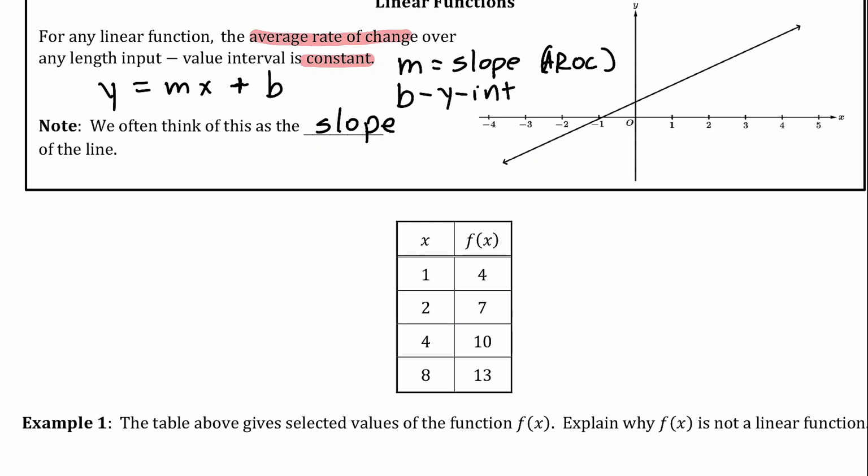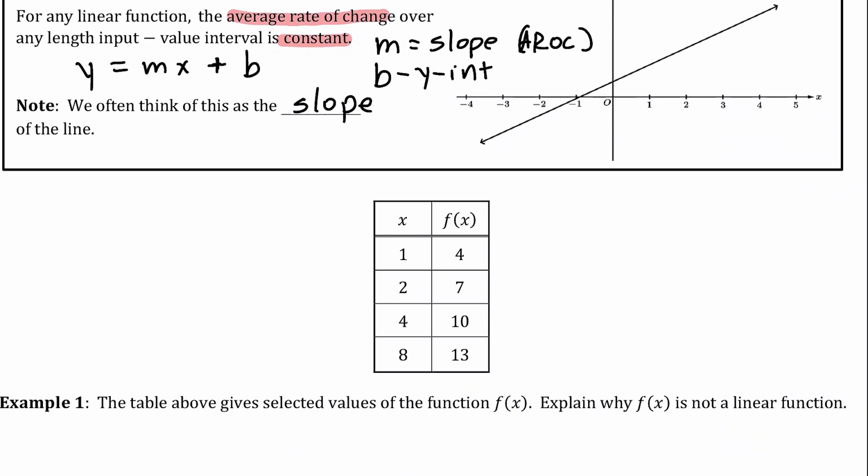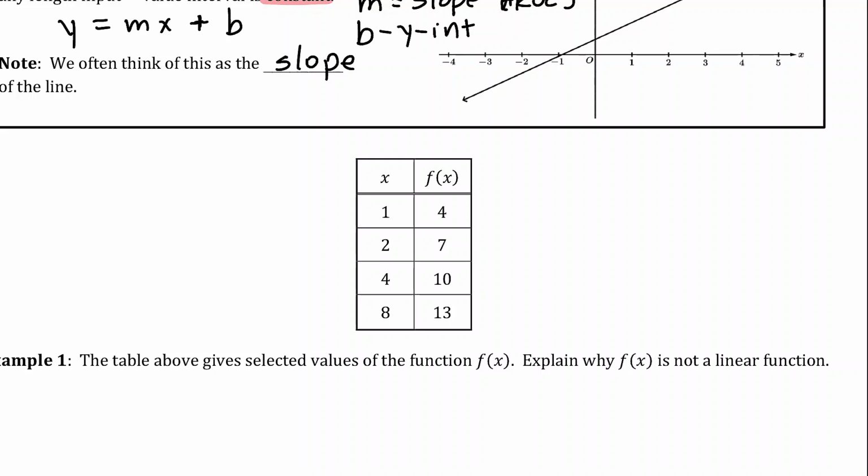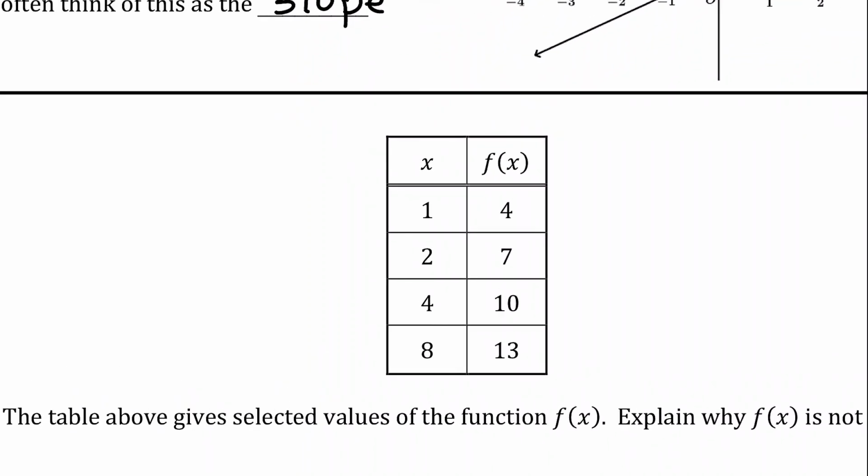Looking at example 1, it says the table above gives selected values of the function f of x. Explain why f of x is not a linear function. Normally we want to look at the inputs and see how they are changing. You should see these are not equal length. Input values are going up by a different amount. I'm going up by 1, then by 2, then by 4.